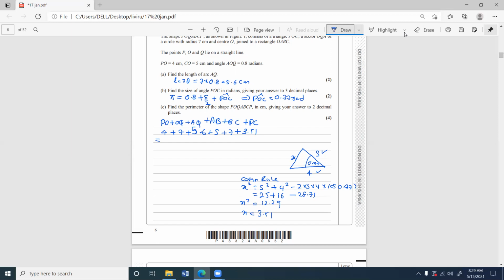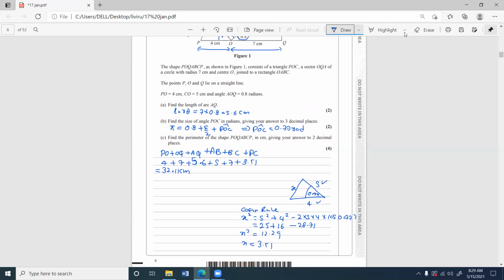You can replace that answer over here and obtain the final answer for the perimeter: 3.51 plus 7 plus 5 plus 5.6 plus 7 plus 4. That value is 32.11 centimeters. That's the way of doing this question.